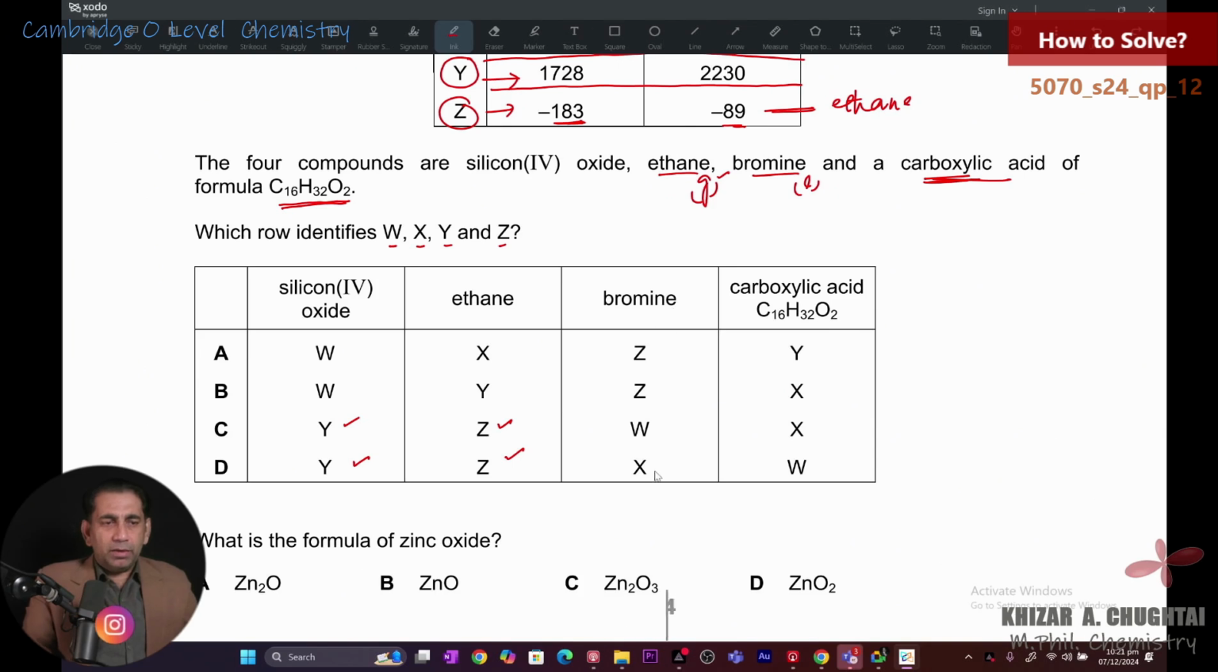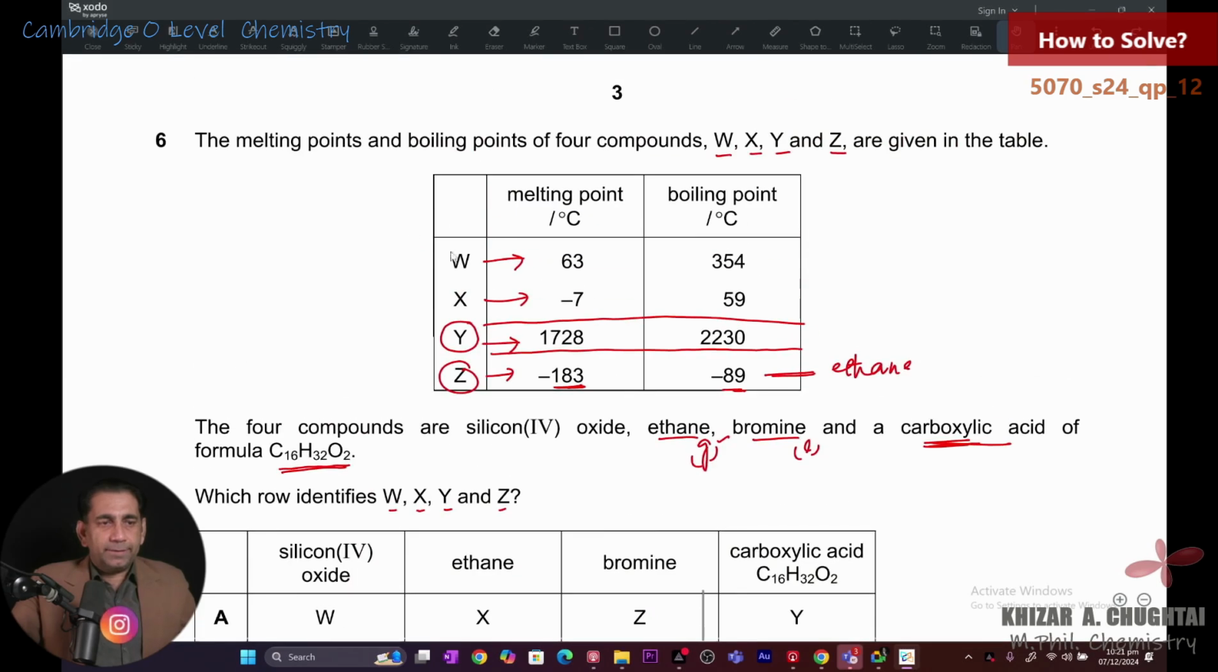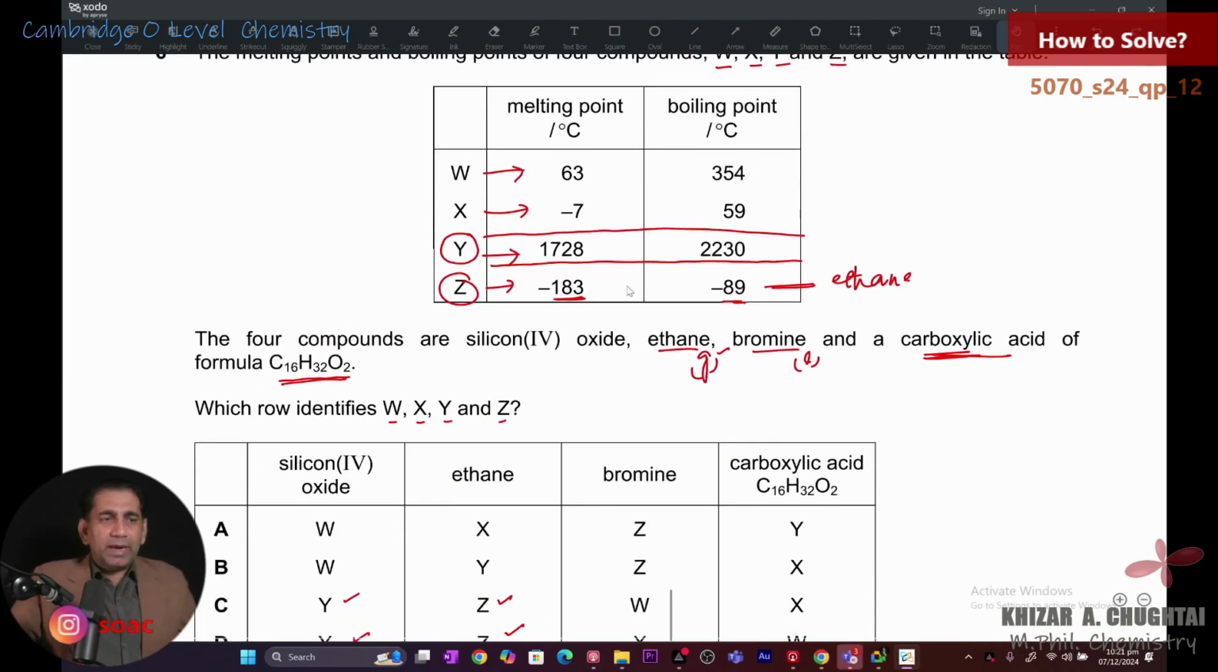Come towards bromine, and here now there are two contestants left behind, X and W. So the melting point of X is -7.